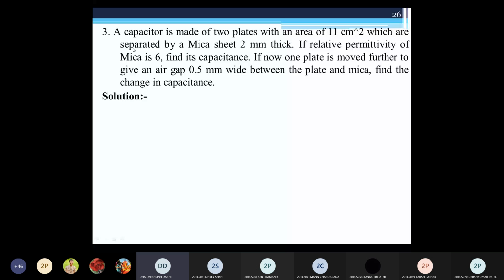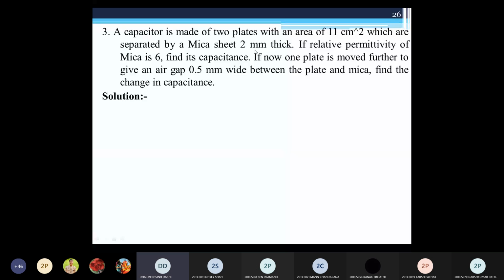So write down this third example. A capacitor is made up of two plates. Write down this example, all of you. A capacitor is made up of two plates with an area of 100 centimeter square, which are separated by mica. Mica is one type of insulating material.